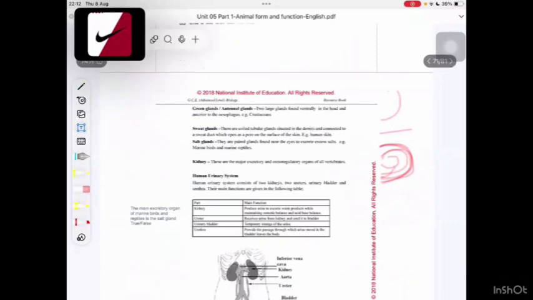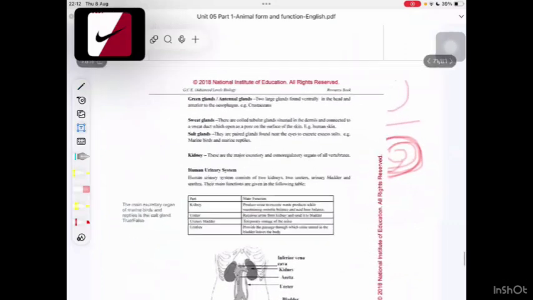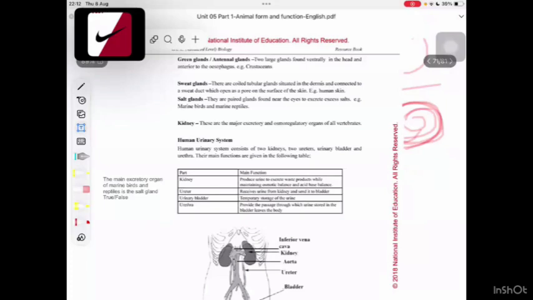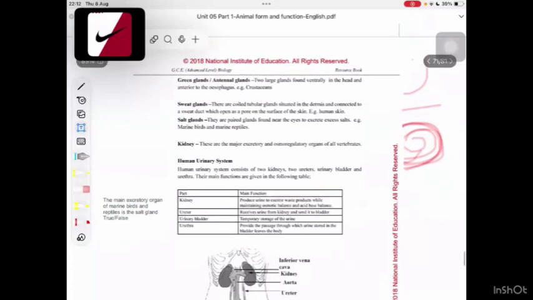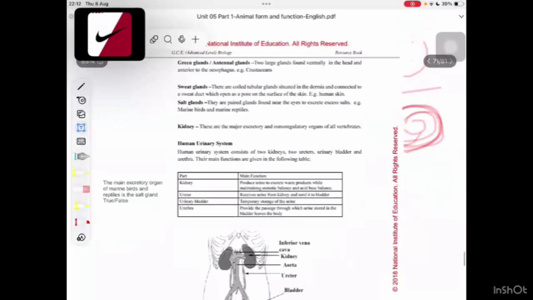Human urinary system. They will ask you what are the structures or organs present in the human urinary system. This is an SCQ part, you can write SCQ. It contains 2 kidneys, 2 ureters, urinary bladder, and urethra.